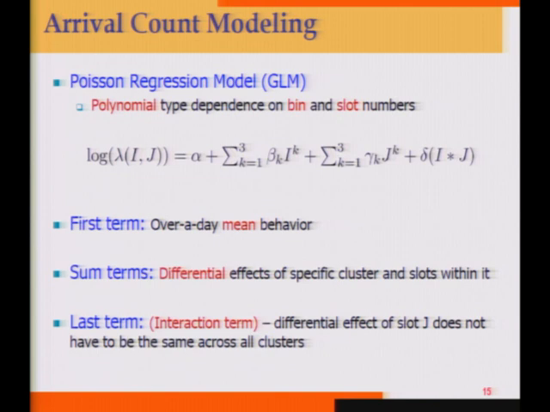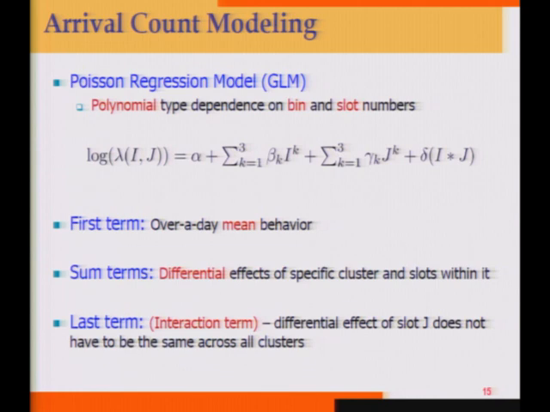If you take the log of that, the GLM, the Generalized Linear Model framework, says that it's a linear function of the coefficients, which are beta k, gamma k, delta, and alpha. We used a third-order polynomial to have a satisfactory fit in this case. The first term, alpha, shows the over-a-day mean arrival count. The sum of alpha, beta k, and gamma k shows the differential effects across different clusters and slots within them.